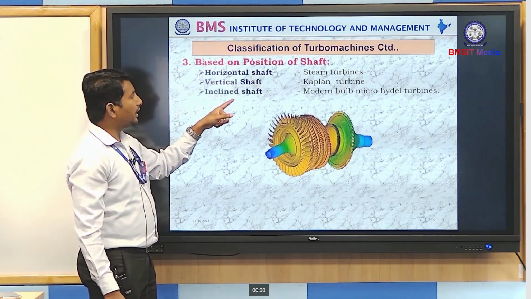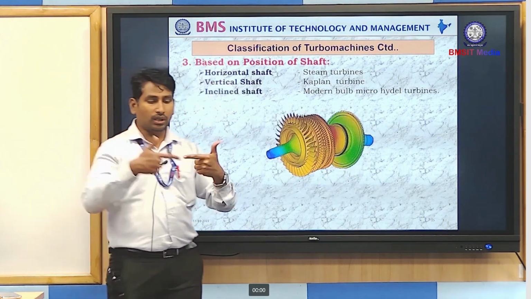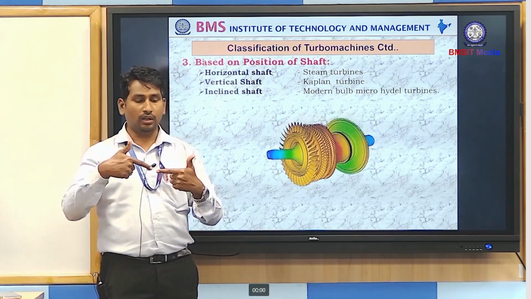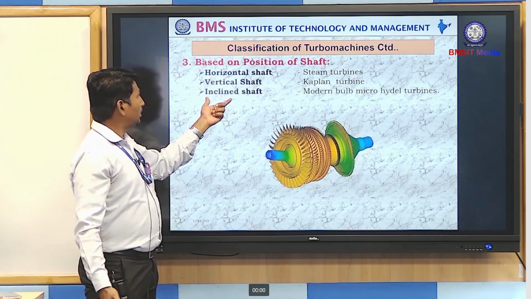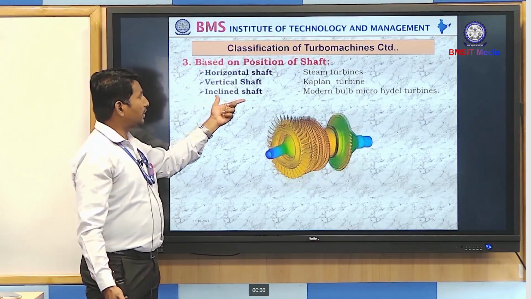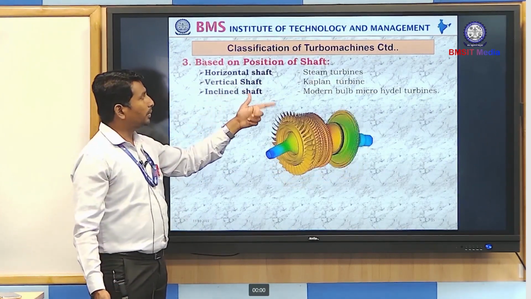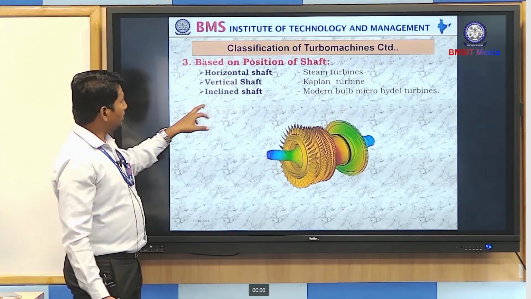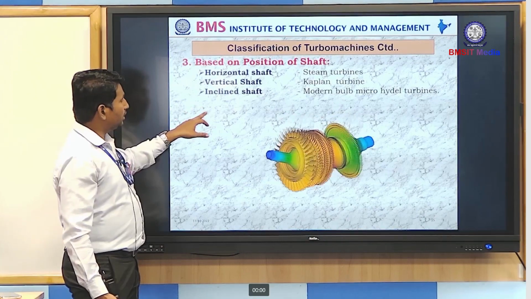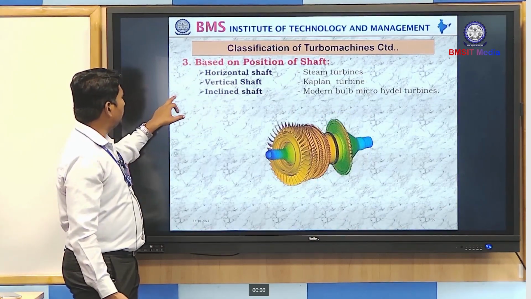The next is inclined shaft. If the shafts are neither parallel, nor perpendicular, nor mixed, we are going to consider this an inclined shaft. The best example is modern bulb micro hydro turbines. These are the turbo machines, and this is how they are classified based on the shaft position.